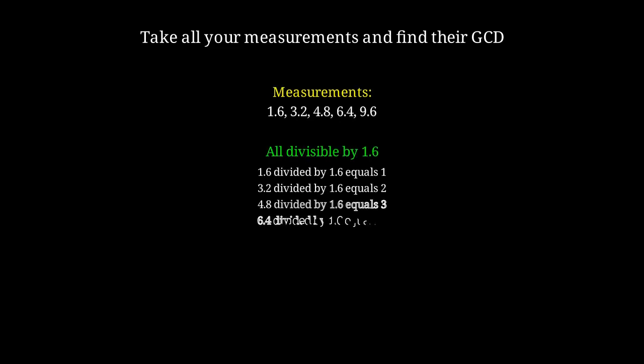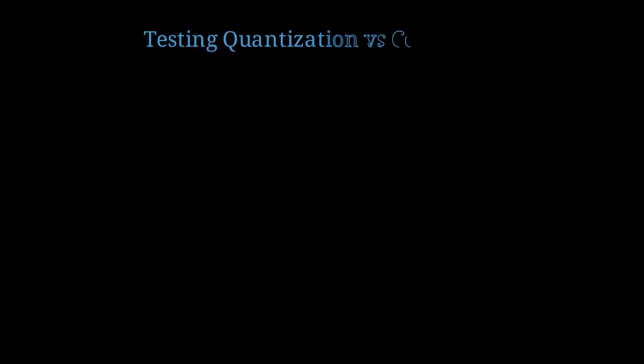Look at how this works. When we divide each measurement by 1.6, we get integers. 1, 2, 3, 4, 6. Perfect whole numbers. This is the smoking gun. This is quantization. So how do we rigorously test whether a quantity is quantized or continuous? This is a general skill that applies far beyond the oil drop experiment. Let me give you a systematic approach.